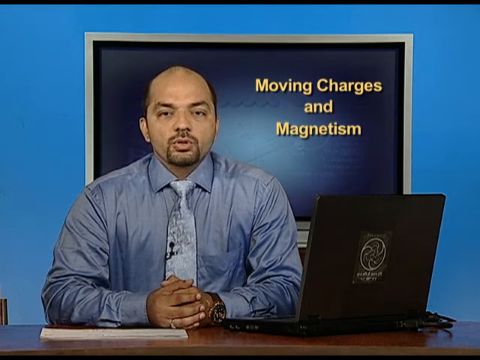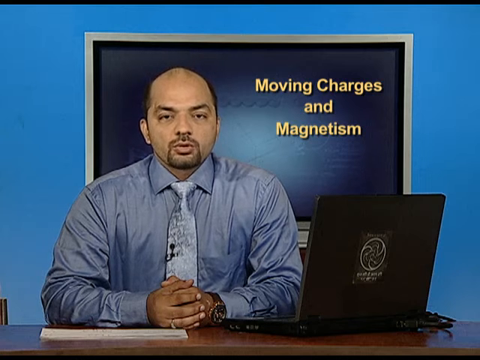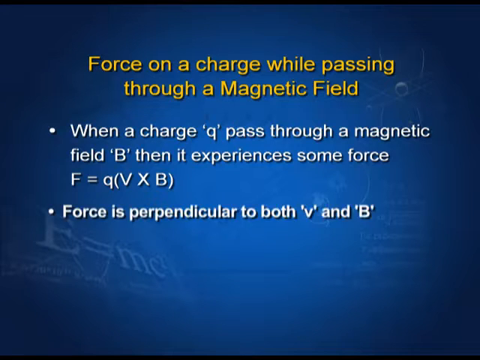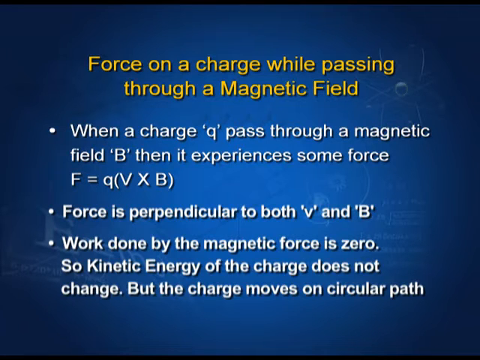Let's begin with the force on a charged particle passing through the magnetic field. When a charged particle q passes through a magnetic field B, it experiences some force F equals q into v cross B. This force is perpendicular to both the velocity v and the magnetic field B. So we can say the work done by the magnetic force will be 0. As the work done is 0, by the work energy theorem, the kinetic energy of the charged particle does not change.